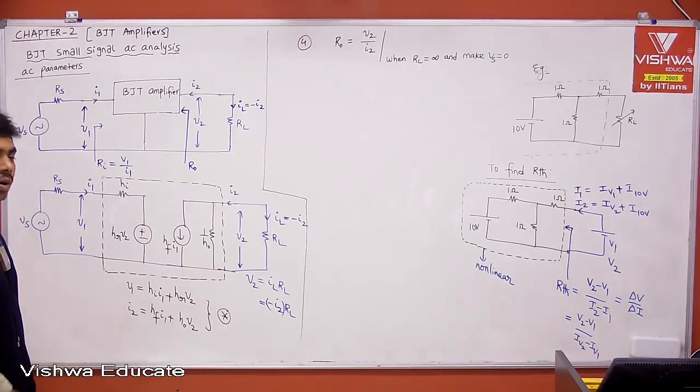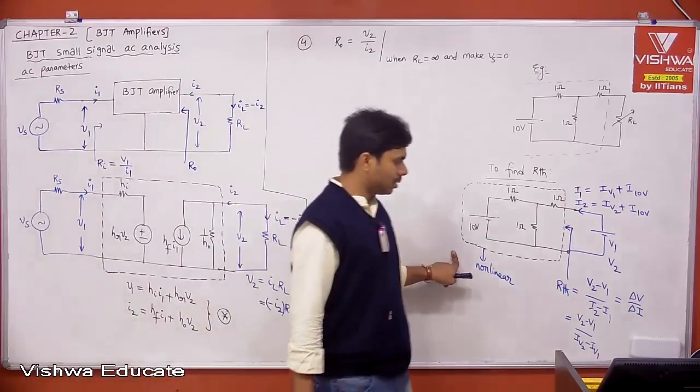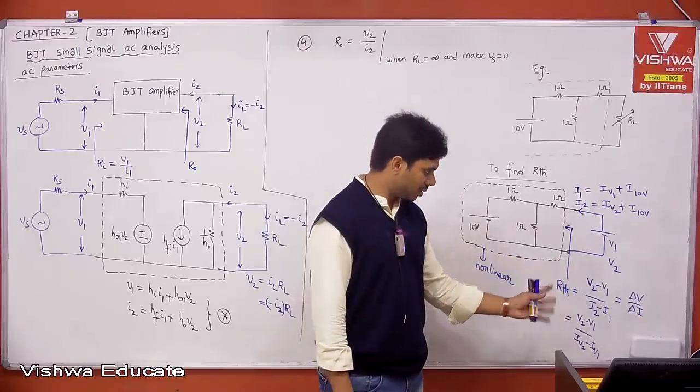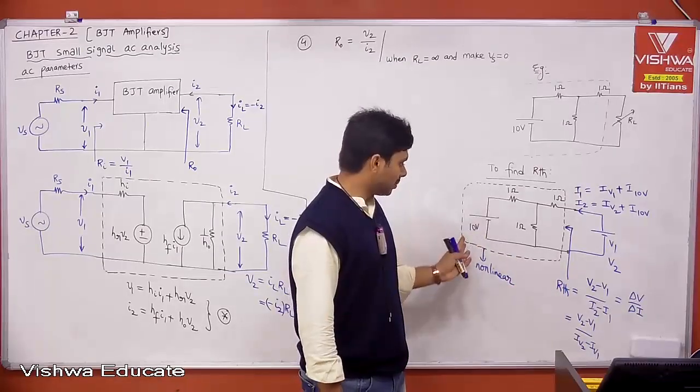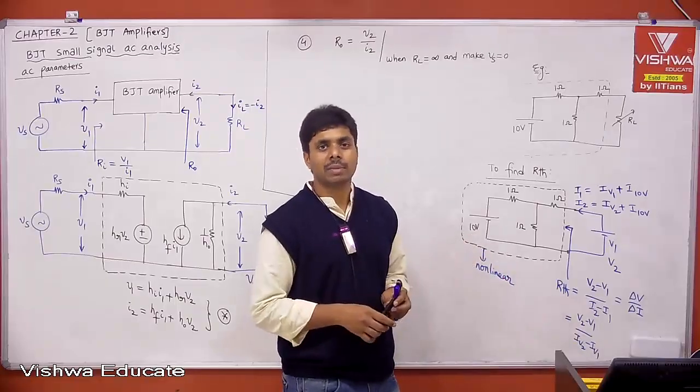I think the many definitions I defined until now are satisfied. For a non-linear network, we have to take dynamic resistance. By shorting the source, it becomes linear, and then you can go ahead with the static definition. That is your Thevenin methodology.